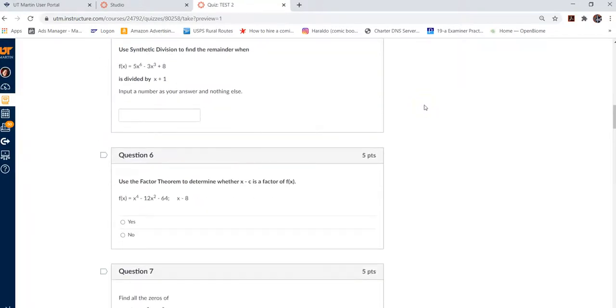Okay, use synthetic division to find the remainder when that is divided by x plus 1. Input a number as your answer and nothing else. Okay, so let me get this written out, and I want to divide it by x plus 1.